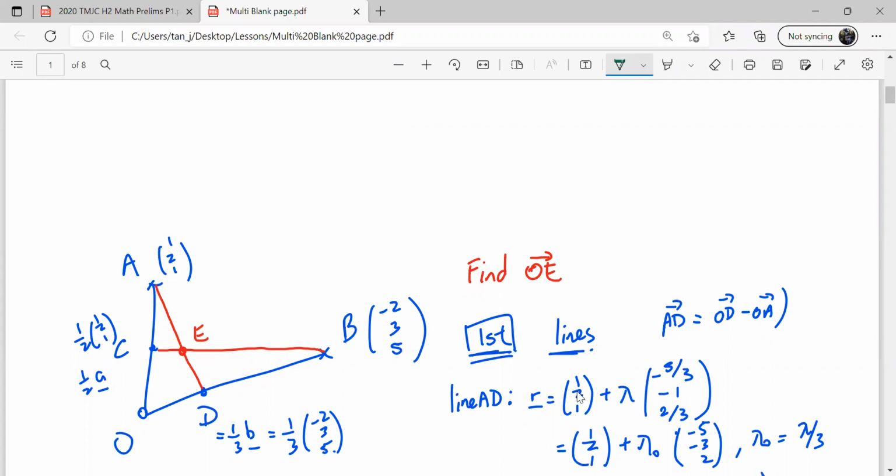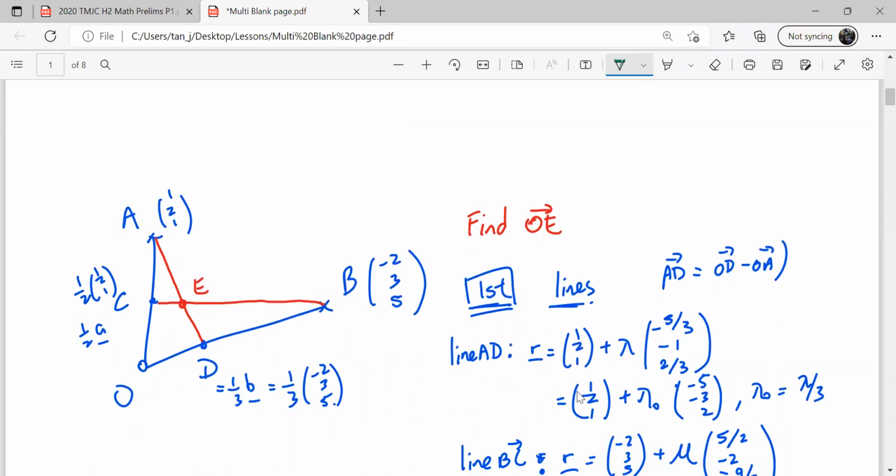So what happens is that I can let this be lambda and 1 minus lambda. In other words, let AE equal lambda AD and CE equal mu CB. So this will be mu, this will be 1 minus mu, because lambda and mu will be less than 1.